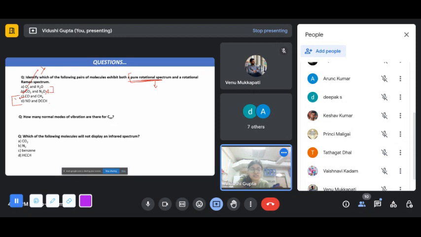And you know that CH4, methane, has a tetrahedral shape. It is a non-polar molecule, so it will have only a weak rotational spectrum. So the answer will be NO and DCCH.